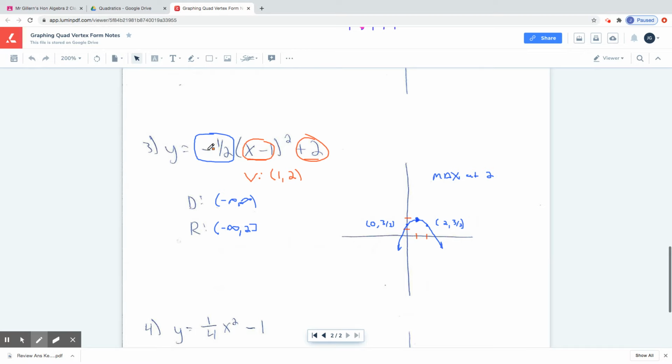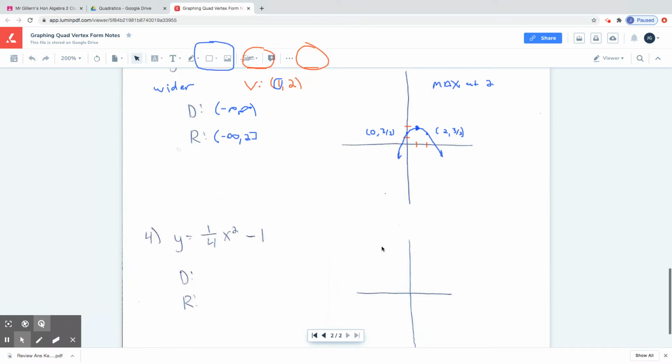All right, this points down. This is a wider parabola because we have 1/2, which is less than 1. All right, the axis of symmetry is at 1 because it's always the x coordinate of the vertex. All right, let's do one more. We'll call it a day.